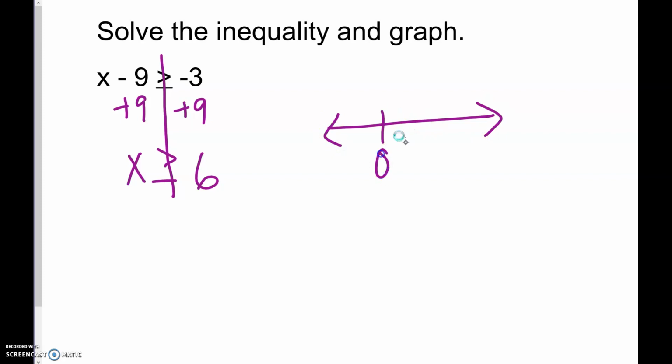So now we're going to have an open or a closed circle here at 6. Because we have a line underneath it, we're going to have a closed circle. And remember, we always read inequalities from the letter. So x is any number greater than or equal to 6. Our numbers get greater to the right.